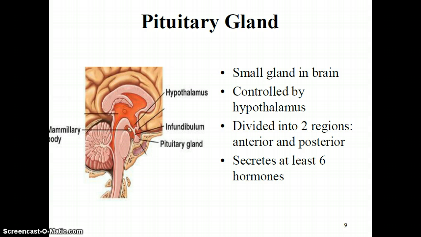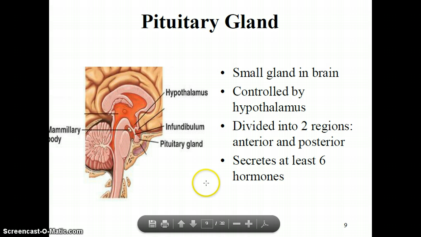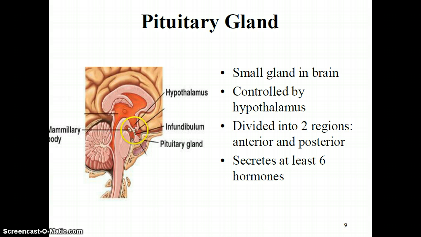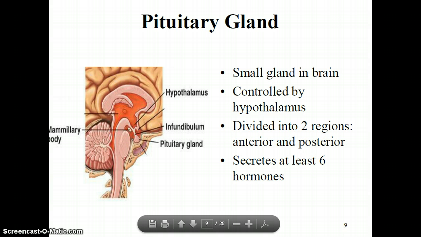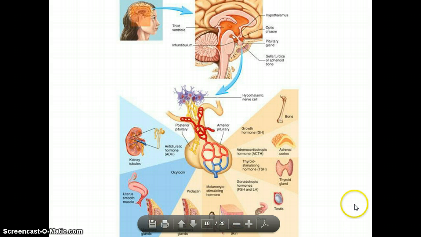The pituitary gland is sometimes referred to as the master gland. It is controlled by the hypothalamus. You can see directly the physical location of the hypothalamus as compared to the pituitary gland, connected to the hypothalamus by a structure called the infundibulum. It is divided into two regions, the anterior and posterior, which we'll look at again later, and it secretes at least 6 hormones. Let's move on.